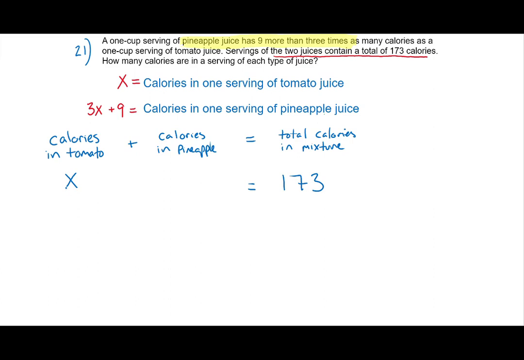How many calories are in the pineapple juice? Again, we don't know, but we're calling that 3x plus 9. So the calories in tomato juice, x, plus the calories in pineapple juice, 3x plus 9, will give us the total of 173. So now this is like phase one of the word problem. Taking the words, taking the original problem and translating it into a different language, the language of mathematics.